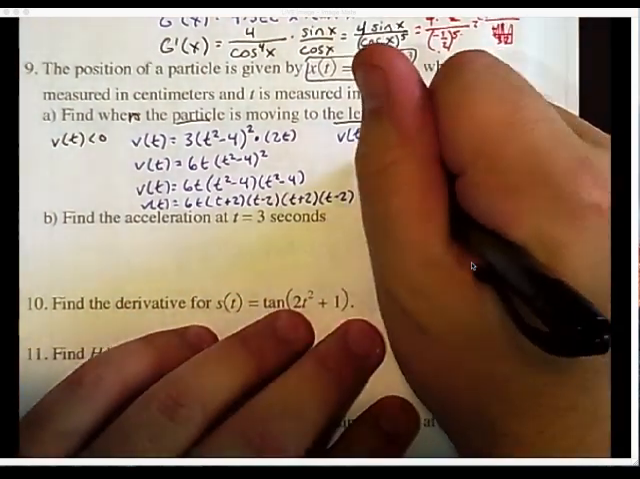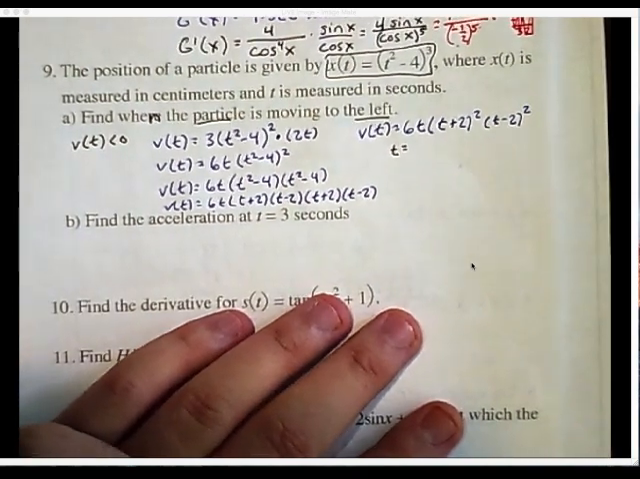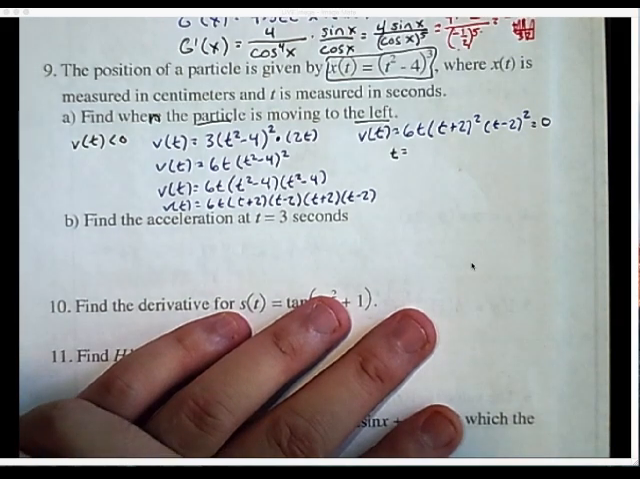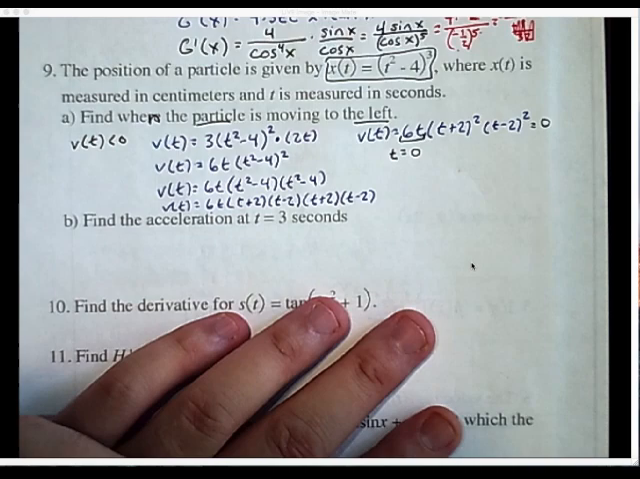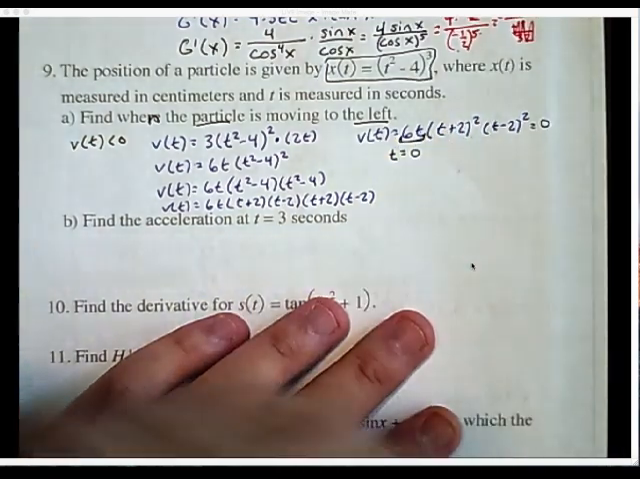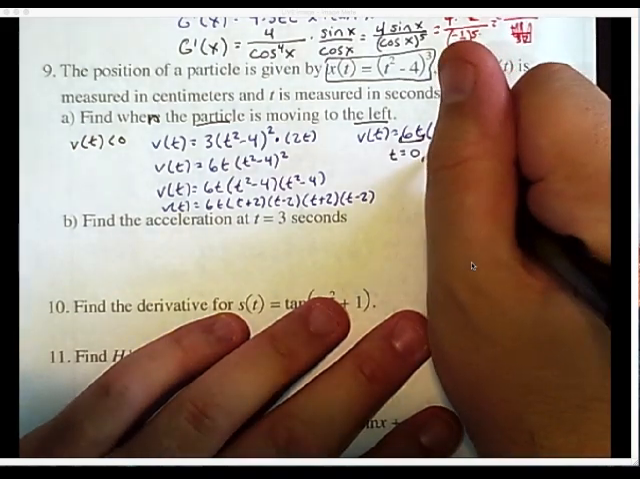Now, when does it actually equal 0? When is the particle stopped? So what values of t would make this into 0? Well, what about this one? Hopefully you say, well, at time 0 it would be stopped, because if I plug 0 in for time, this whole thing's going to be 0. What number plus 2 would give me 0? Negative 2.